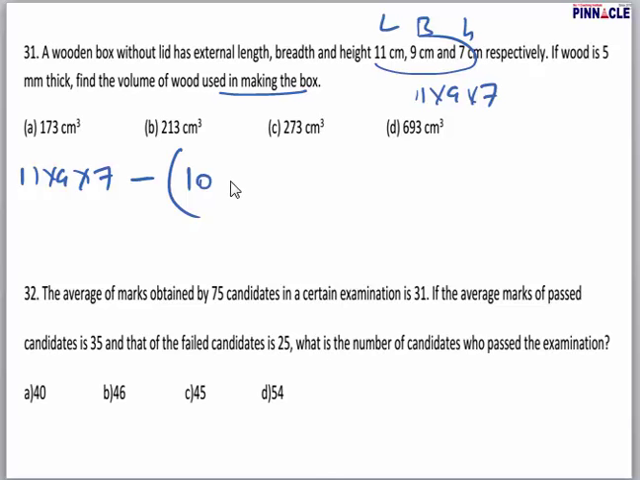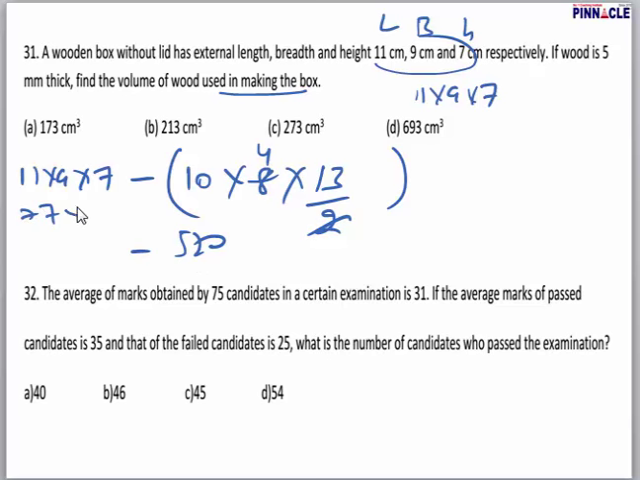It means 10 centimeter length, into breadth 9 minus 1, 8 centimeter, and into height. Height we have to take 6.5, that is 13 by 2. Why are we taking 6.5? Because in this case there is no lid, so it will be only the floor that is composed of wood. Now 520 we have to reduce from 77 into 9, 693 minus 520, that is 173. A should be the answer.